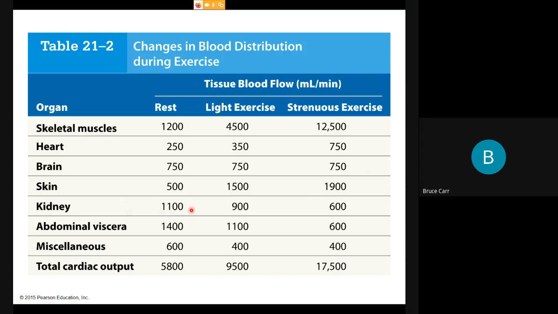And so you'll notice that the rate of blood flow to the kidney is much higher at rest, and it diminishes almost to half that rate under strenuous exercise. Digestion is what would be the main effects of abdominal viscera, and you can see again over a twofold reduction to all of the organs in the abdomen. And then miscellaneous other tissues basically get a reduction in flow.